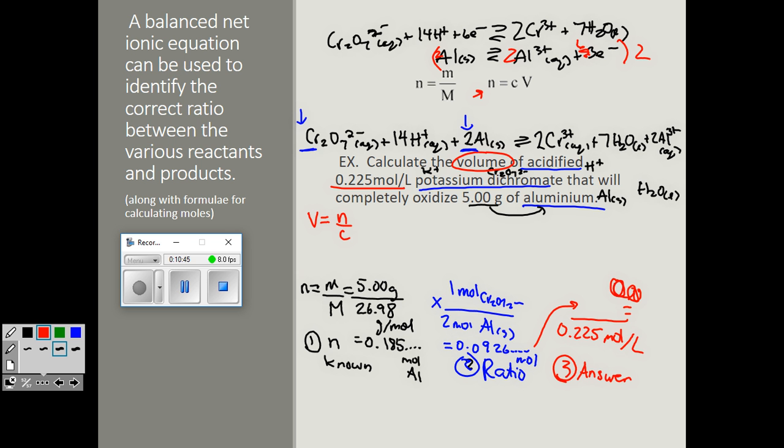And here's where I would actually round things off. Now I know my answer is in liters because I was dividing by moles per liter. So that's where I got my unit for volume from. Unless it tells you otherwise, liter is the standard unit that we would use for volume.